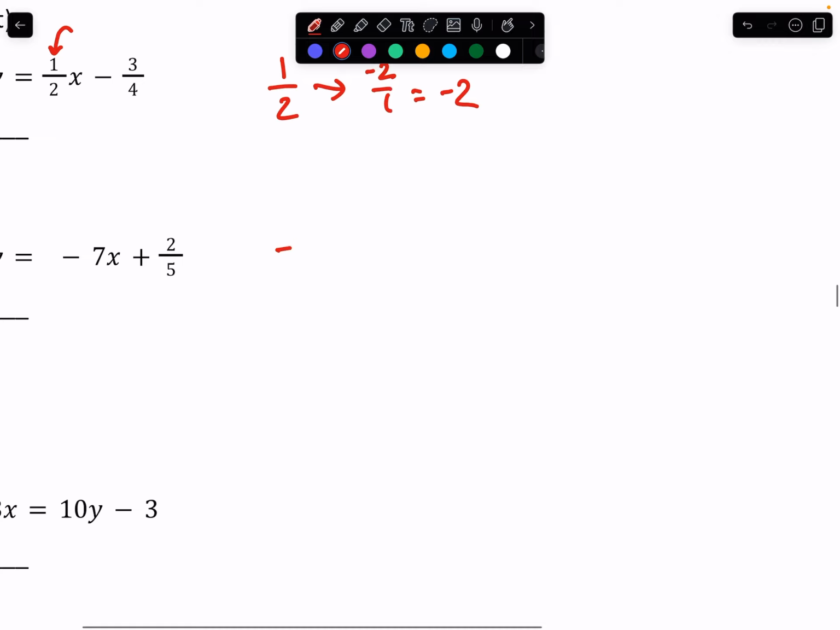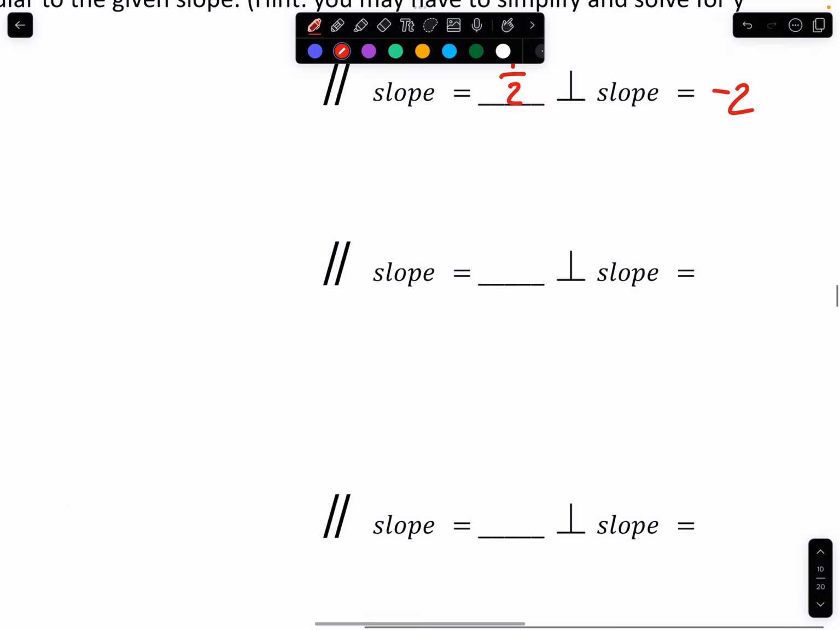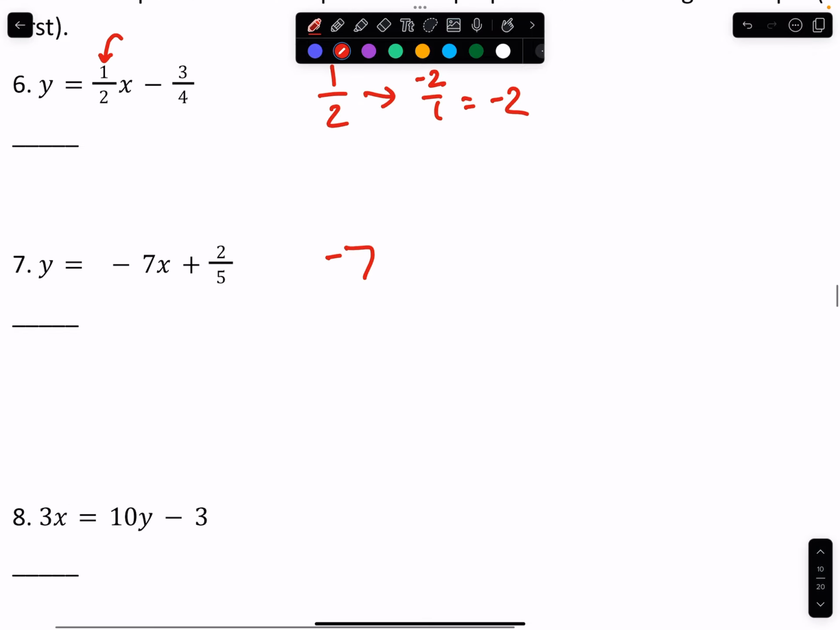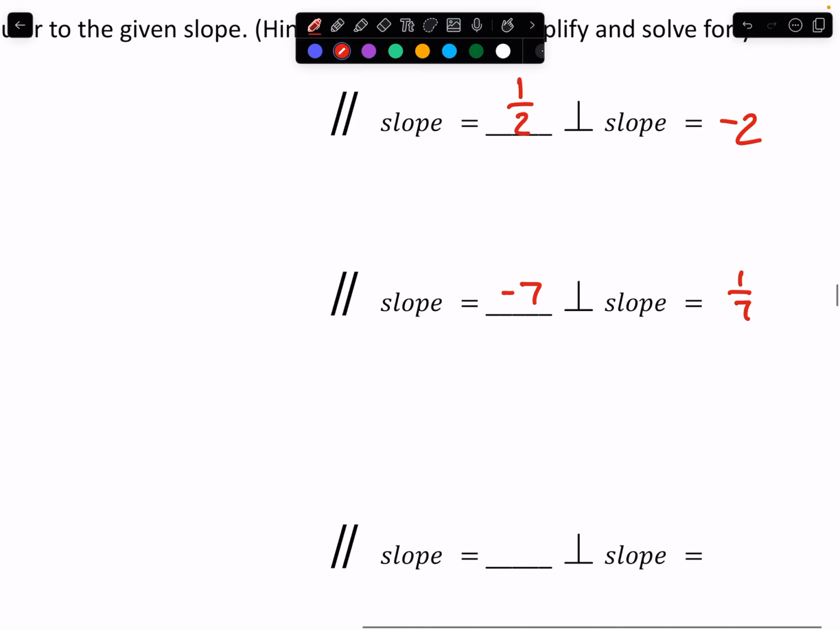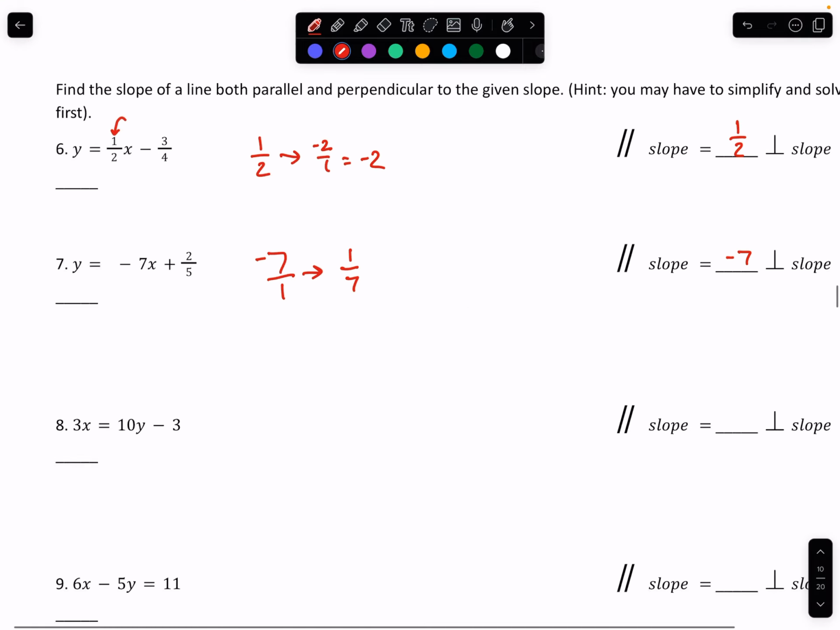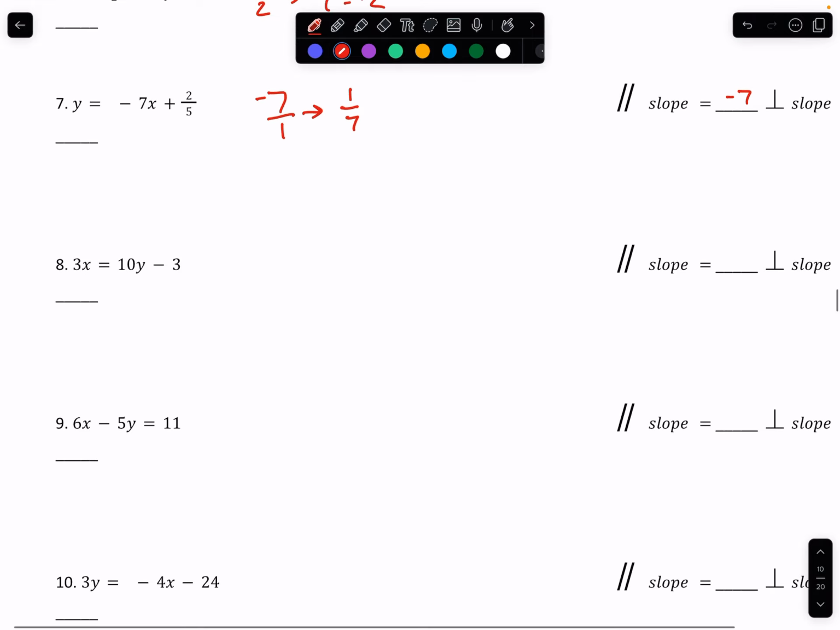All right. I have negative 7. The parallel line is also going to be negative 7. For the perpendicular, remember, negative 7 is the same thing as negative 7 over 1. Find the reciprocal of it, change it from negative to positive. Perpendicular is going to be 1 over 7. Last one before I let you work a little bit on your own.